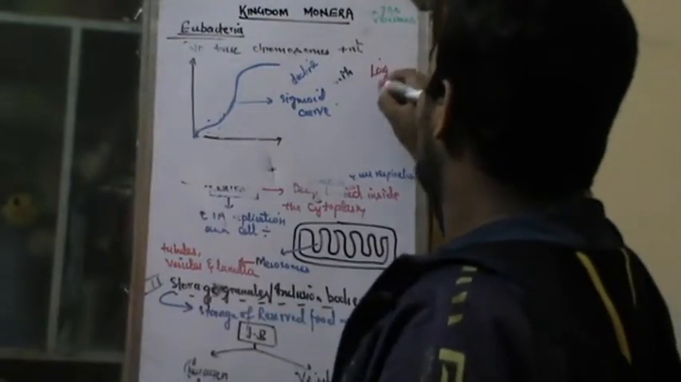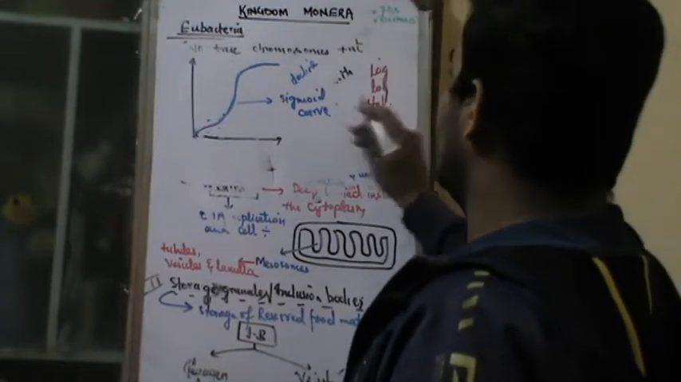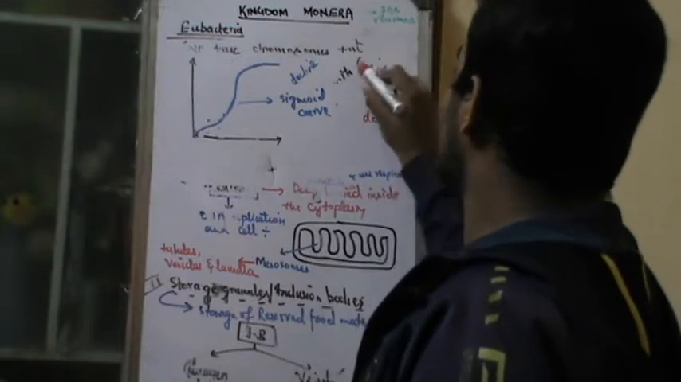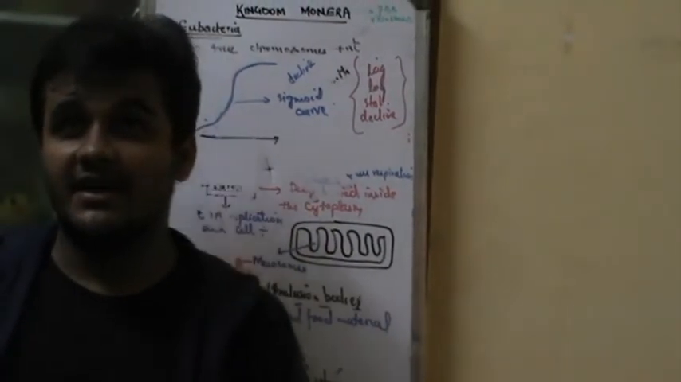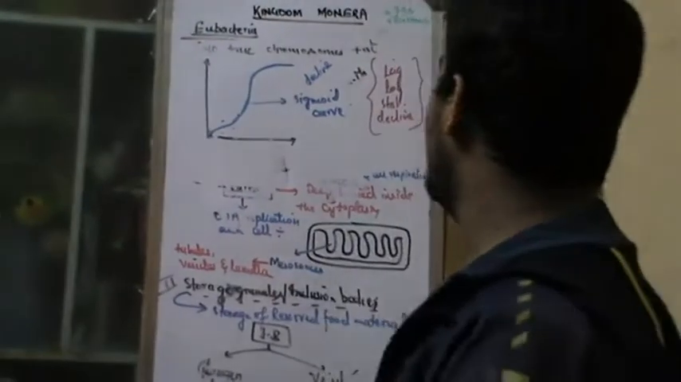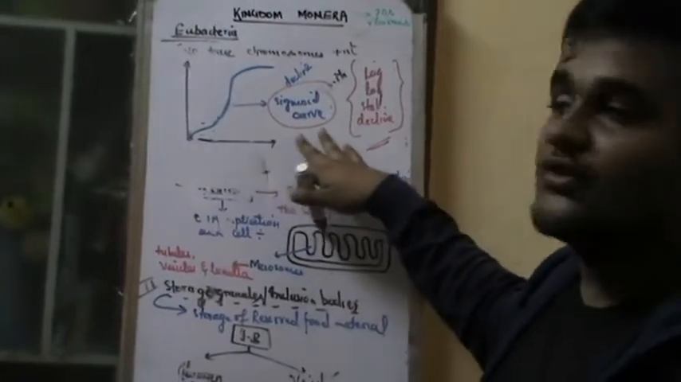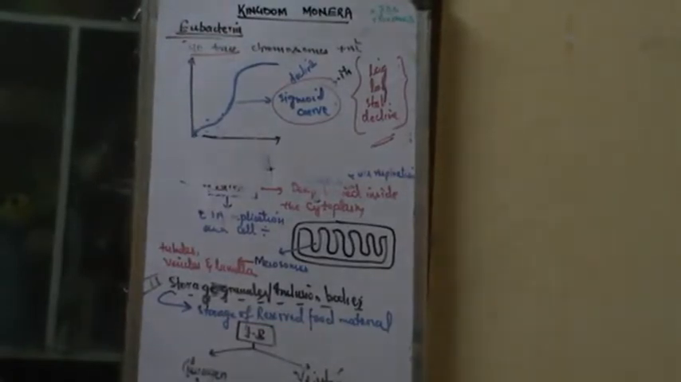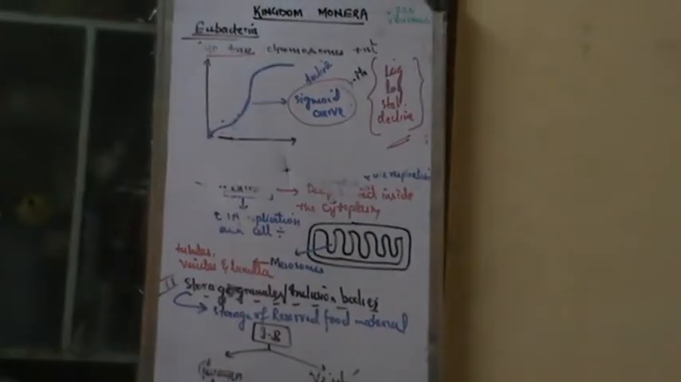The very first step is going to be log, then stationary, and then your decline phase. This arranging question has come, I guess in 2017 itself in KCET. So I'm just telling you this, it's going to be very important. Log, stationary and decline. The type of curve shown by eubacteria is going to be a sigmoid curve. Why? Because there are no true chromosomes present. Instead, polyamines are present right over there. So it's going to be important for you to understand, right?